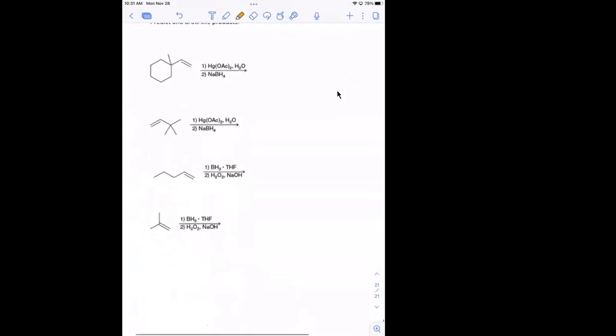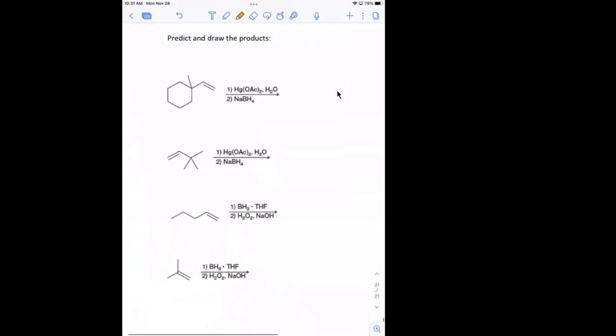All right, what I want to do here, you can see these reactions are either oxymercuration or hydroboration followed by oxidation. So I want to pause my recording and let you work through each one of these. Let me pause the recording because it's going to be silence.